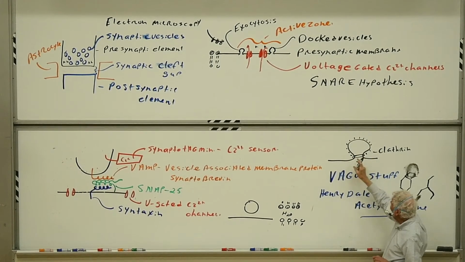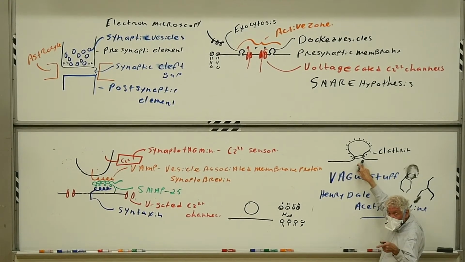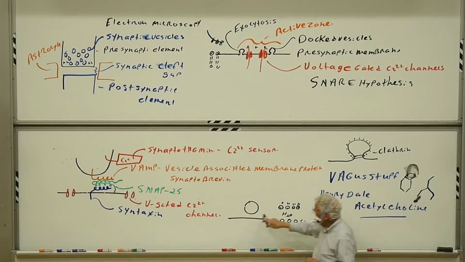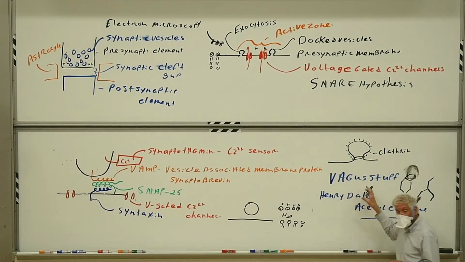But it doesn't have enough energy to fuse the phospholipids down here. Another protein, which is a GTPase, now fuses those. And so that kind of answers both of the questions, how exocytosis is different from endocytosis. This is the endocytosis story. Yes?